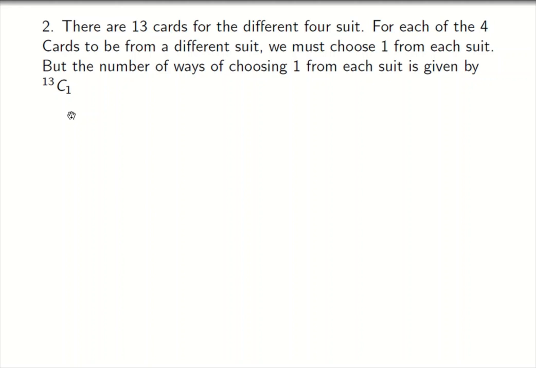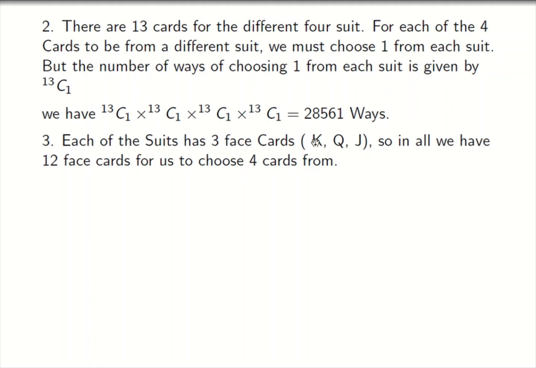13 combination 1. And then, if that is the case, how many ways do we choose the first card, that is the diamond? It is 13 combination 1. And for the spade, the same thing. For the heart, the same thing. For the club, the same thing. From the principle of multiplication, we multiply the answers of all of them, and this will give us 28,561 ways.